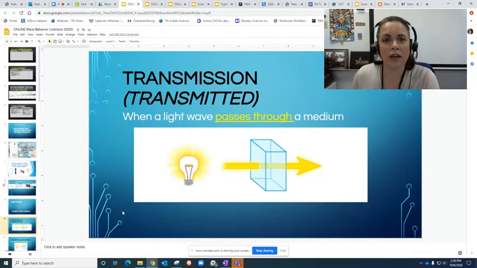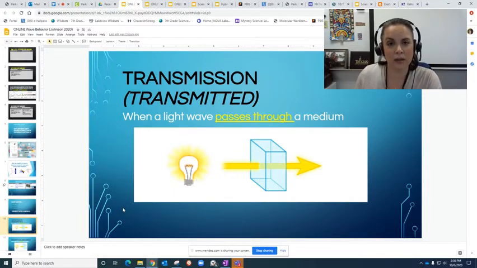So when we are talking about transmission, or we say that light is transmitted through the medium, this is when a light wave is going to pass through the medium. So we see this happening with glass. We see this happening a lot of times in water, where a beam of light will be able to go right through that medium and continue traveling out on the other side.